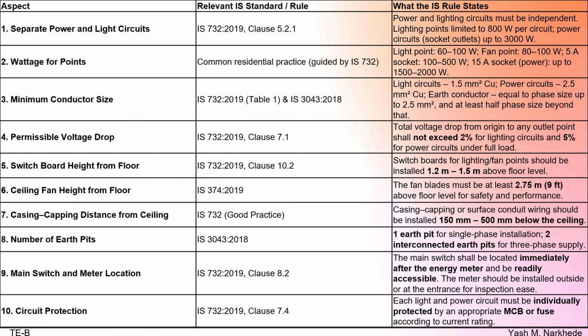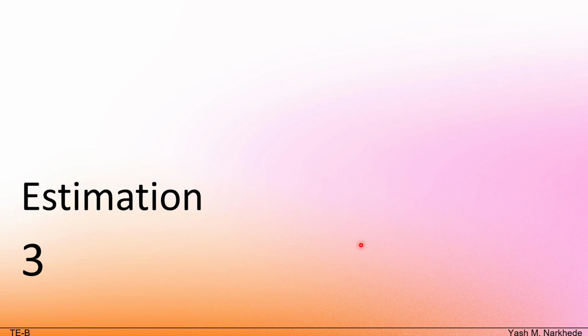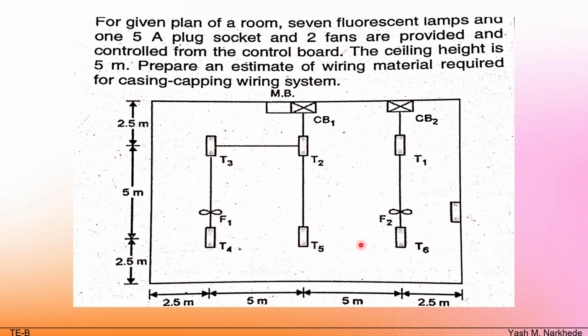Each lighting and power circuit must have its own MCB or fuse according to its current rating. This ensures that if a fault occurs in one circuit, only that part trips, protecting the rest of the house from blackout or damage. Now we will see the estimation cost for residential wiring by taking a simple example.